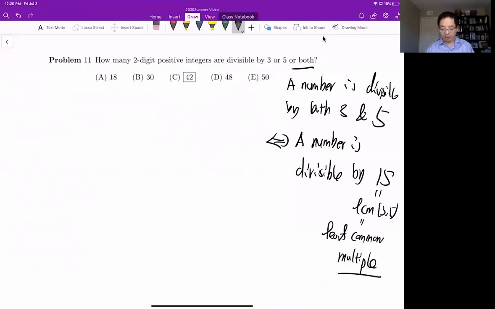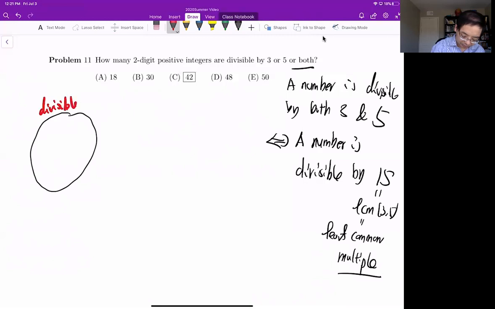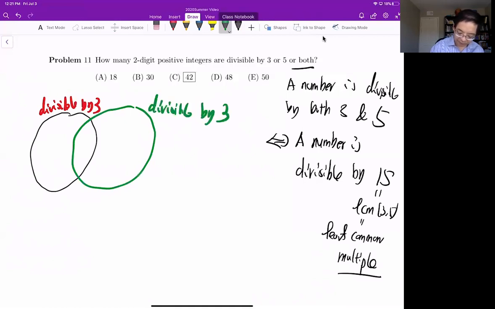All right. Okay, so now what we need to do is let's count. If this is a collection of all the numbers divisible by 3, and let's say I count this as the numbers divisible by 5, then we have, of course, the overlap, which is the numbers divisible by 15, right?